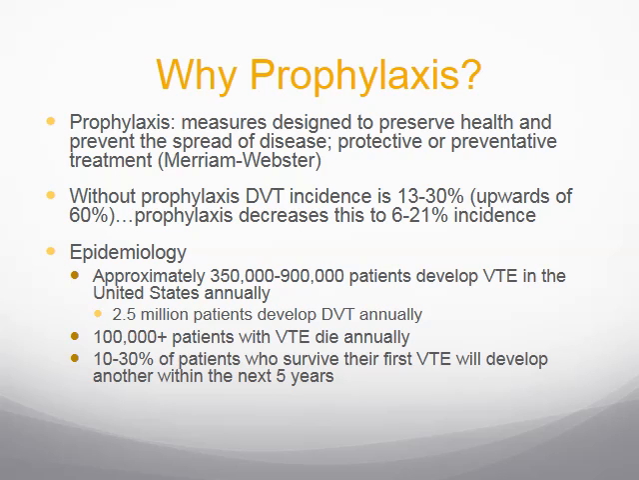The epidemiology of DVT is that, again, there is varying data on this one. I found that approximately 350,000 to 900,000 patients develop VTE, which is the venous thromboembolism, the combination of DVT and PE, and 2.5 million patients can develop DVT annually.